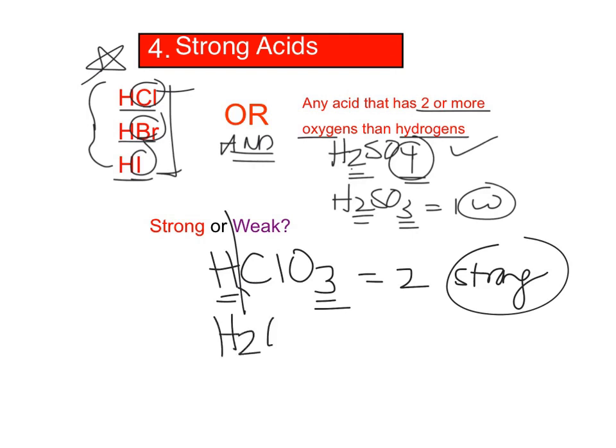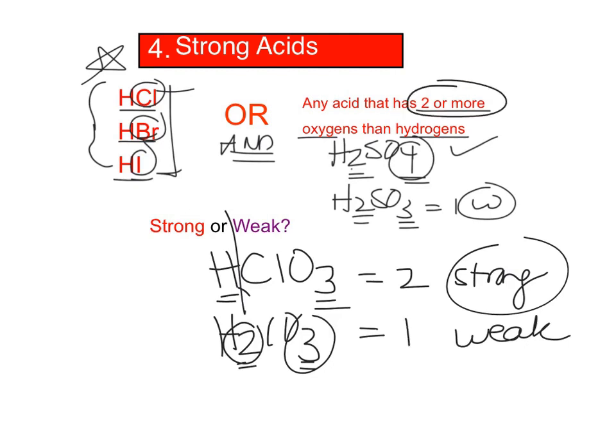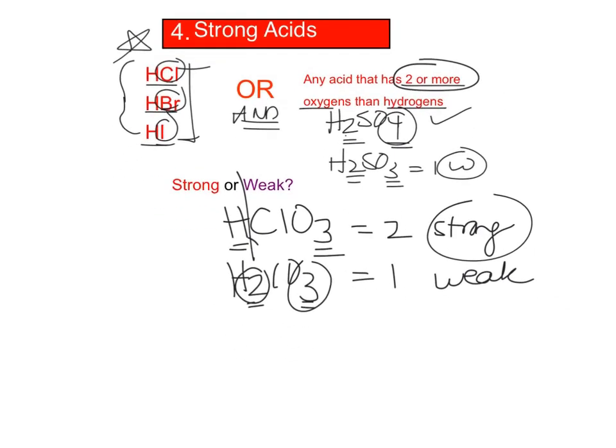What about carbonic acid? Would you label it strong or weak? Okay, if you said weak, you are correct. Carbonic acid is a weak acid. There's H2CO3, there's only 1 oxygen difference, and the rule says it has to have 2 more oxygens than hydrogens. What about hydrofluoric acid?